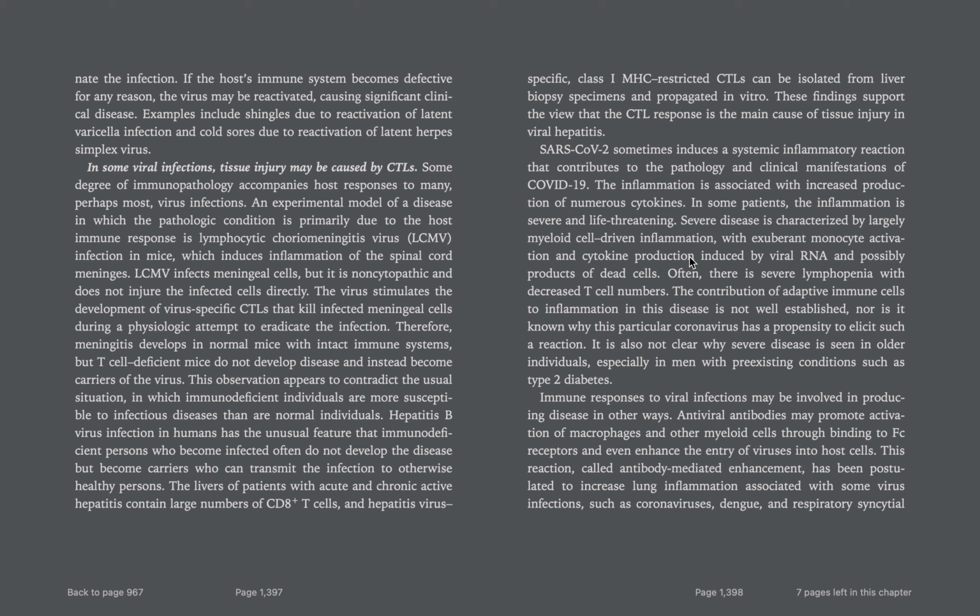Often there is severe lymphopenia with a decreased T cell number. The contribution of adaptive immune cells to inflammation in this disease is not well established, nor is it known why this particular coronavirus has a propensity to elicit such a reaction. It is also not clear why severe disease is seen in older individuals, especially in men with pre-existing conditions such as type 2 diabetes.